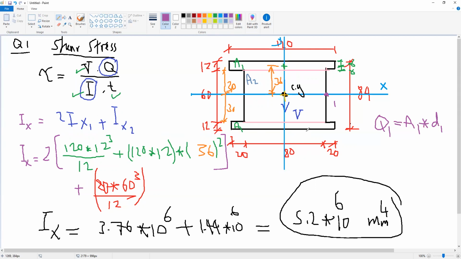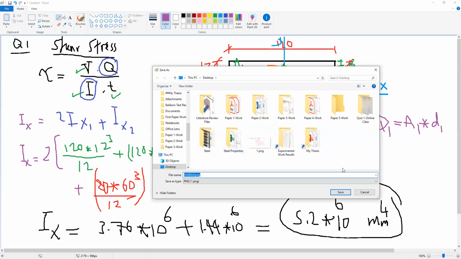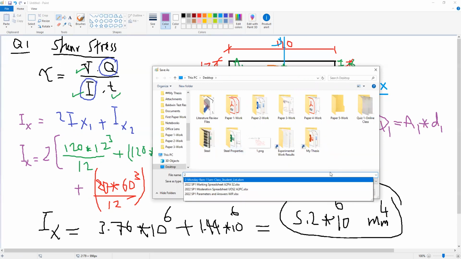So do you have any question about I or Q? Because Q is different depending on the point. So we don't have only one Q. We have to calculate Q for each section. Okay. So for now, to continue in this example, I will close this screen and start a new screen.